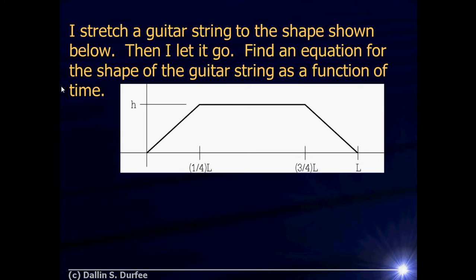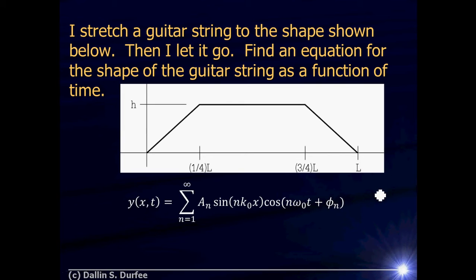I want to find what it does in time. Well, I know I can write whatever my guitar string is doing as a sum of the harmonics on the string. Each of the harmonics has a shape which is just sine n k naught x, where of course k naught is, what is k naught? It's 2 pi over 2L, right? Remember, because my first harmonic actually has a wavelength which is twice the length of the string, so k naught is just pi over L, right? So each of my harmonics looks like this, and then it evolves.